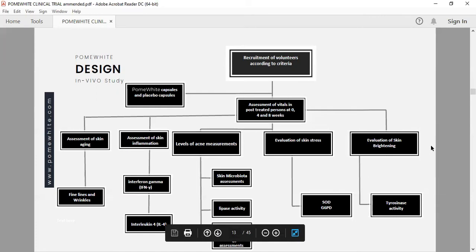acne problems. Then we have the evaluation of skin brightening with the help of tyrosinase activity, because in our in vitro studies, we have already seen melanin inhibition with the help of anti-tyrosinase activity on the A375 cells. So here we are using this activity as well.